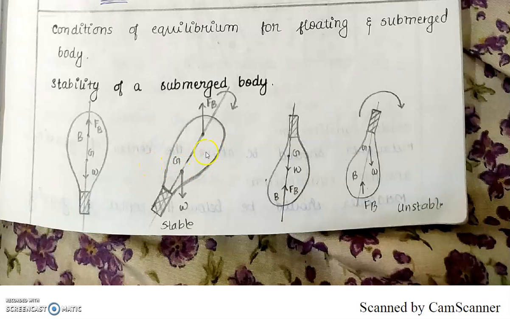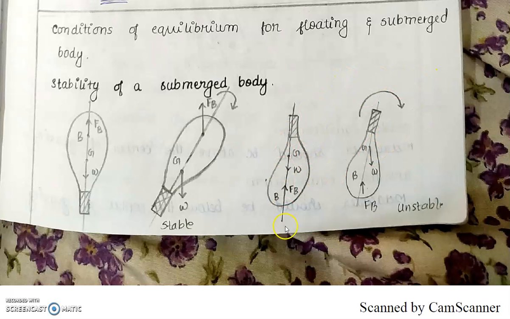The condition for the submerged body to be in stable equilibrium: what is the condition? The center of buoyancy should be above the center of gravity. So that is the condition for the stable equilibrium of the submerged body. And the second one, unstable equilibrium.